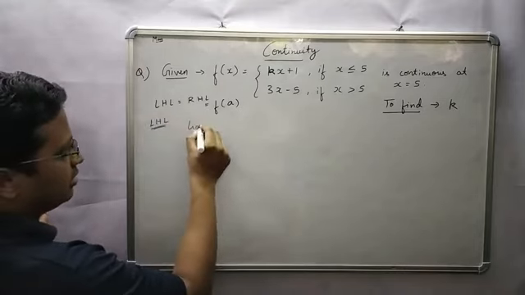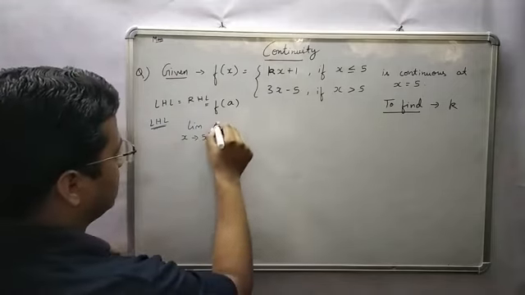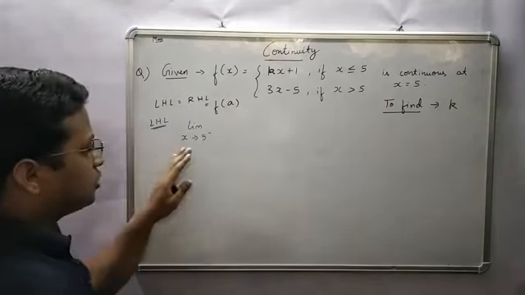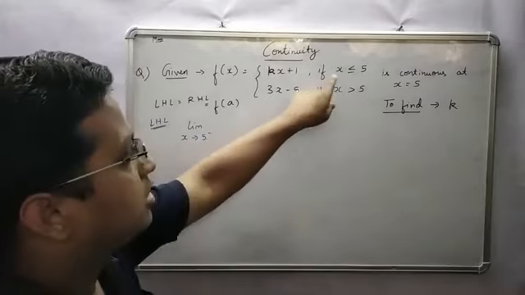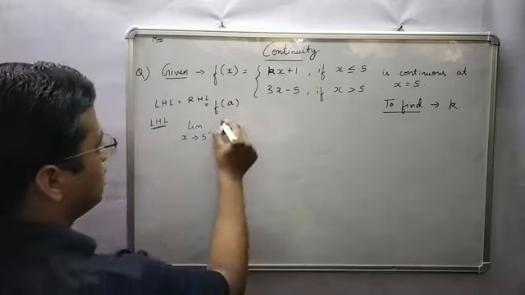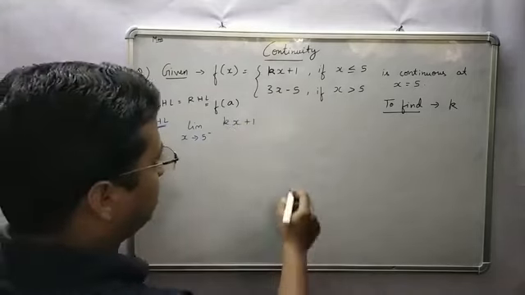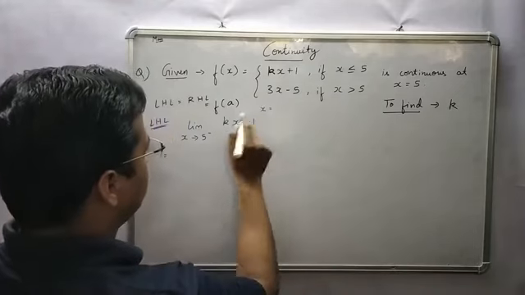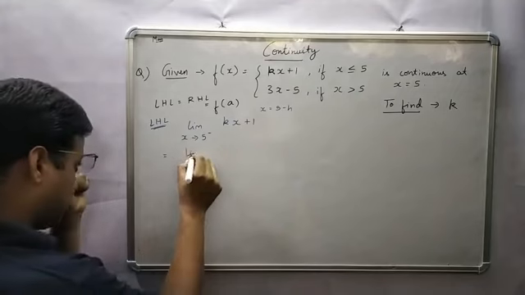So LHL is limit x tends to, the point is 5. So 5 minus and f of x. So 5 minus means to the left of x. So x is less than 5. So we will be using this function kx plus 1. And how do we solve LHL? We substitute x is equal to point minus h. So 5 minus h. So let's substitute.